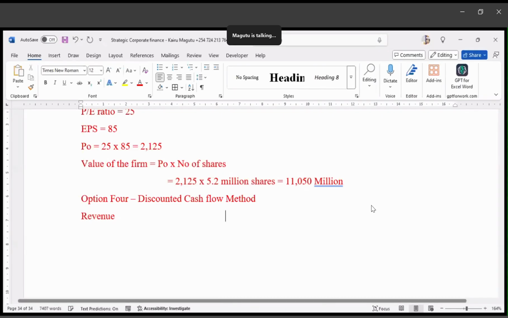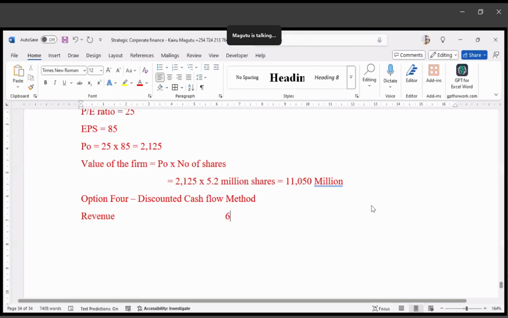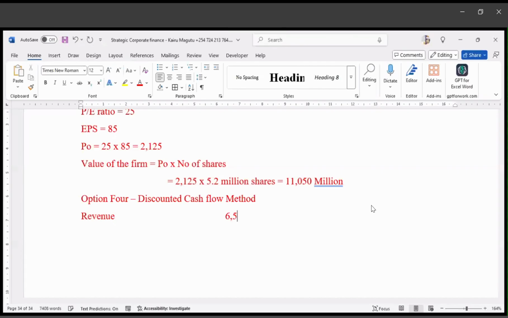The revenue from this question, we are determining the revenue. Where is it? The turnover of the revenue is 6,500. What about the growth? No. 15.